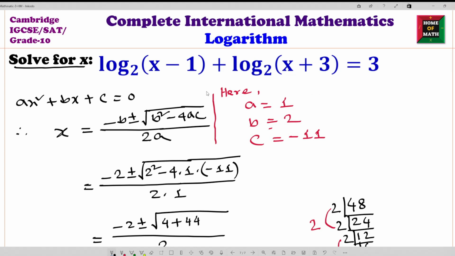Please note that this is very important math for IGCSE and also for SAT and any other competitive examination. And also these types of math you can follow for the International Math Olympiad, right?